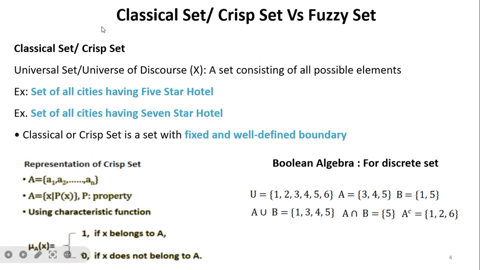Based on the crisp set or Boolean set, Boolean algebra is developed. For example, we already used union and intersection with the set. Now this is the universe of discourse in which 6 elements are there. This is set A and set B. When we take the intersection, we are taking the common elements. When we are taking the union, then we are taking the common elements as well as those which are not common in A and B. And when we take the complement of A, at that time we are taking the elements which are not present in A but are present in the universe of discourse.